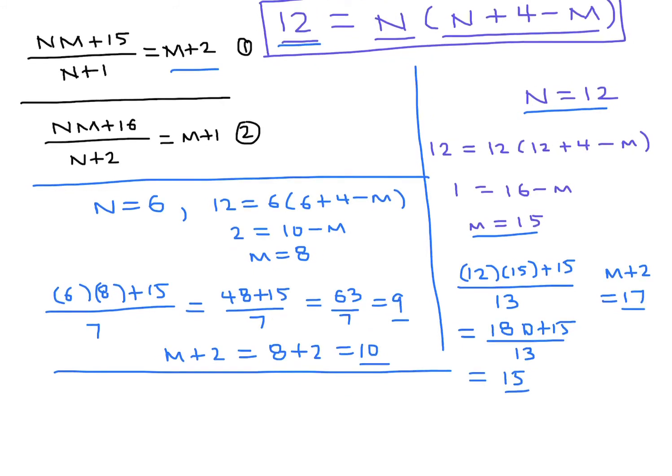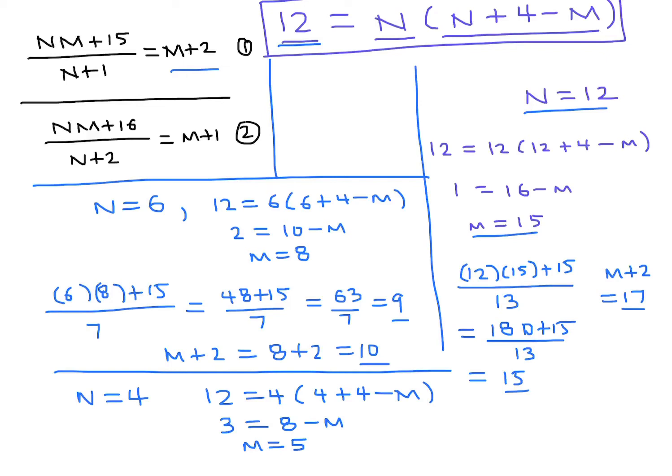It can't be 12, it can't be 6. What else is 12 divisible by? It's divisible by 4, so let's let n equal 4. If n equals 4, we've got 12 is equal to 4 times 4 plus 4 minus m. So this becomes 3, this becomes 8 minus m, and therefore m is equal to 5. n is 4 and m is 5. Let's see if we can do it right here.